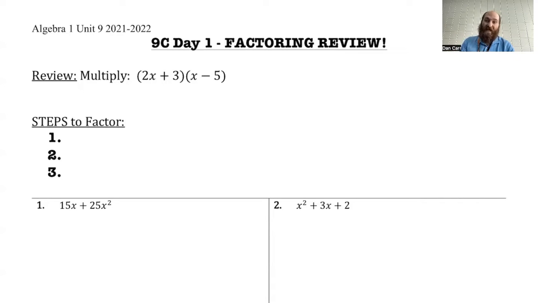Today we're going to be talking about 9C Day 1. And this is actually nothing new today. We're going to review factoring.